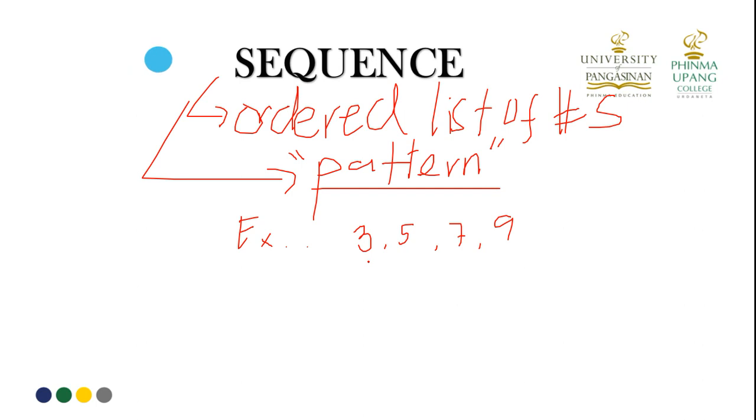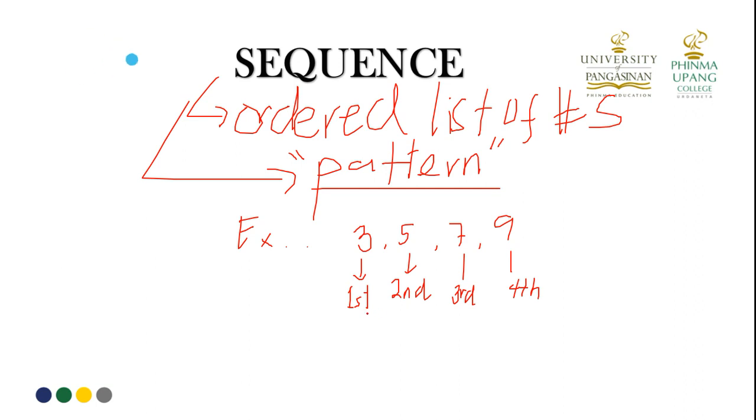So example is 3, 5, 7, and 9. Once again, sequence is the ordered list of numbers and it follows a particular pattern just like this: 3, 5, 7, and 9. And as you can see, we have the 3. 3 is our first. And 5 is the second. And 7 is the third one. And of course, the last one is fourth.